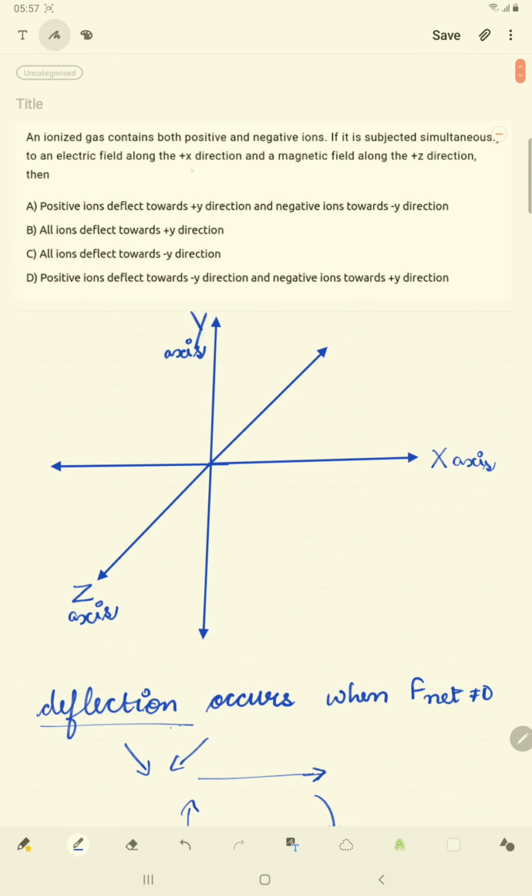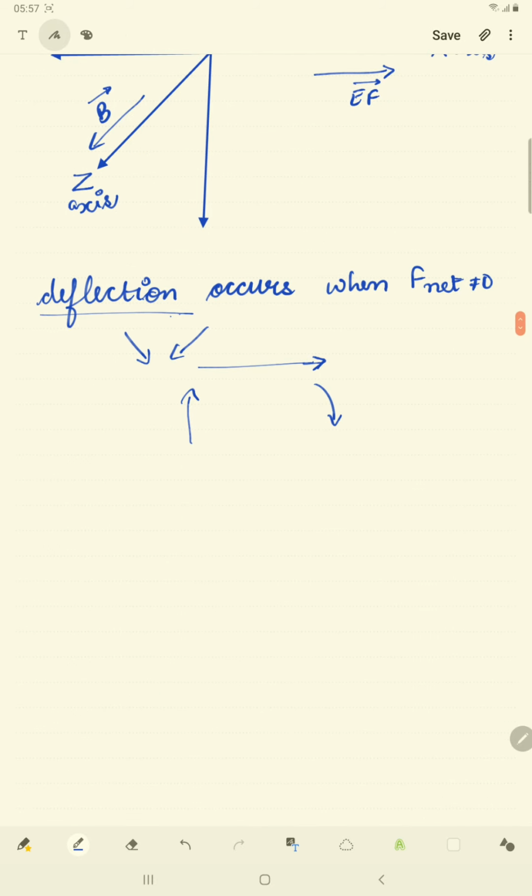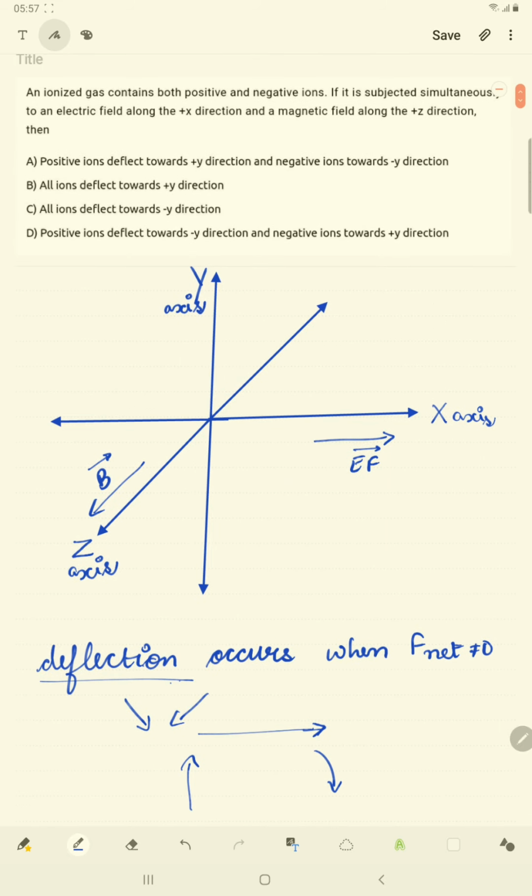Since the electric field is in positive x direction, the electric field is in this direction and the magnetic field is in this direction. So we need to find the deflection of the particles. Let us first break the problem into two pieces. For positively charged ions, first we will talk about the positively charged ions.